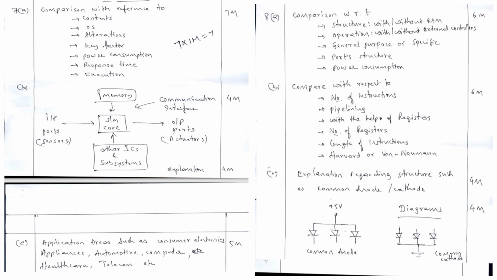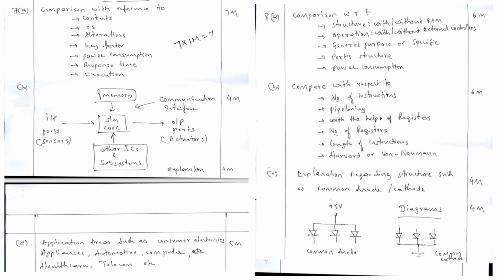And the next question is comparison. So comparison between microcontroller and the microprocessor. Based on the structure, what is the RAM, whether it is general purpose or specific, what the structure of the microprocessor is, what the microcontroller is, why there is a move from processor to controller, what is the power consumption, what is the advantage in microcontroller and what is the disadvantage in microprocessor. When you compare all these terms, it carries 6 marks.